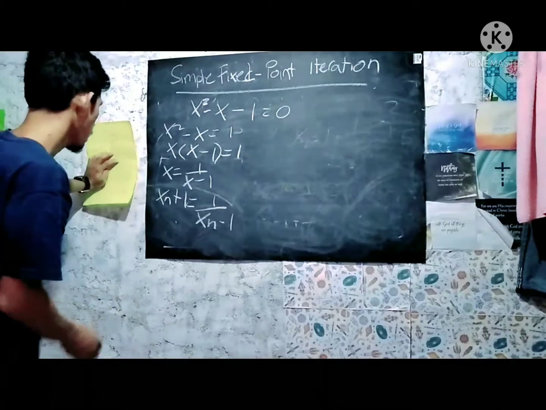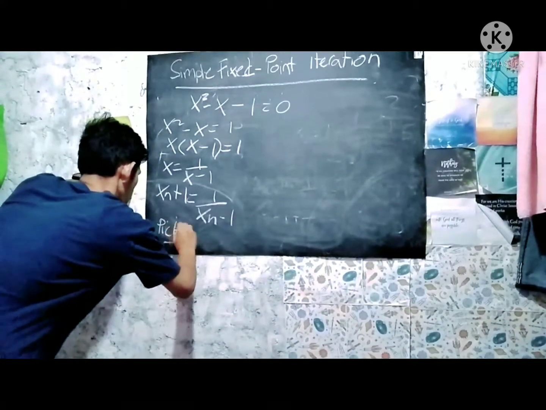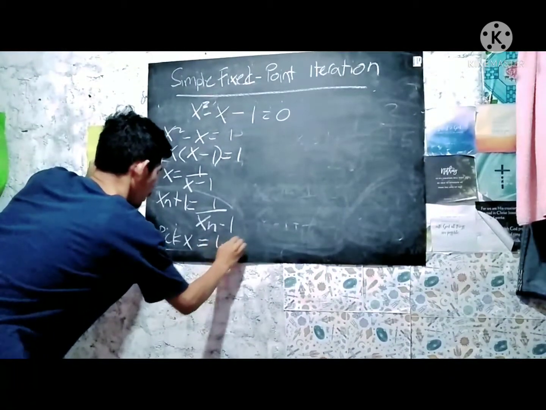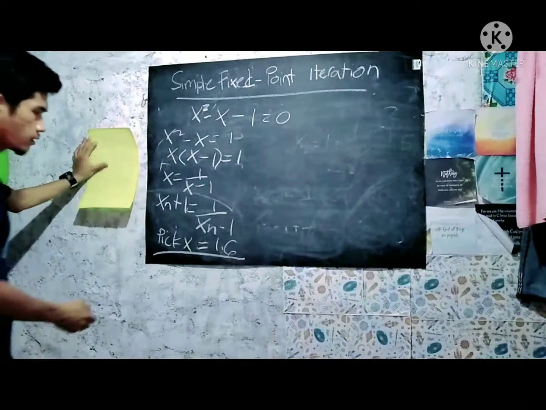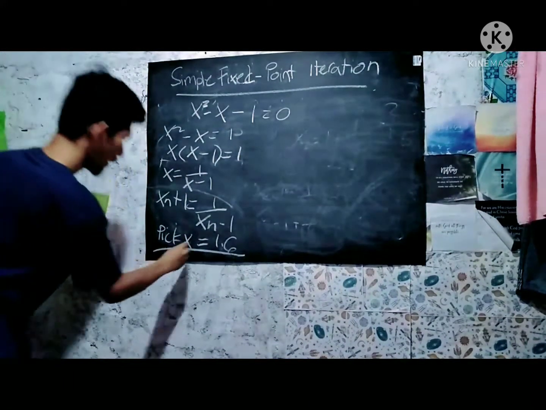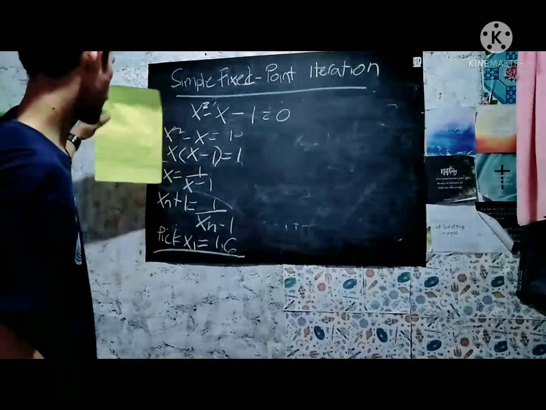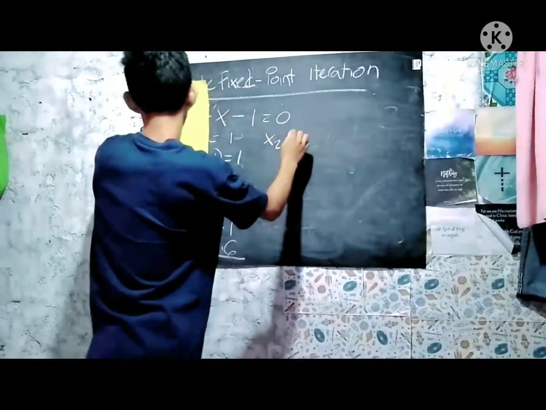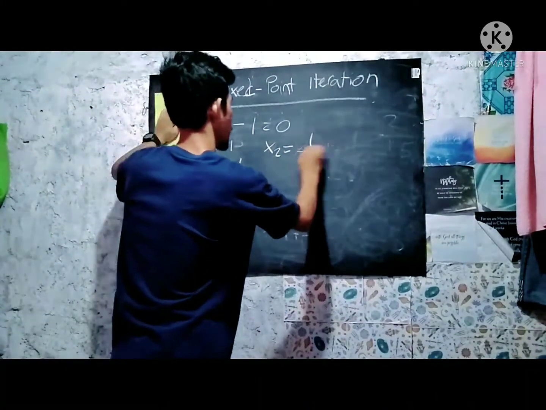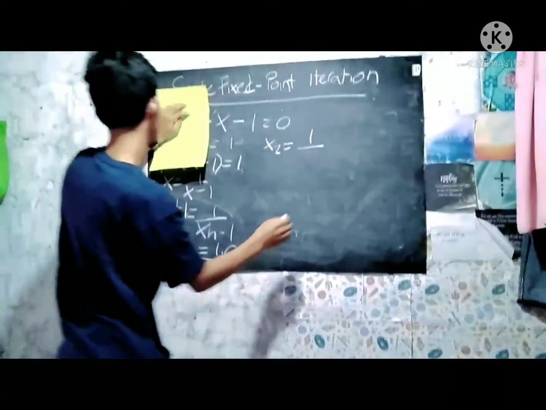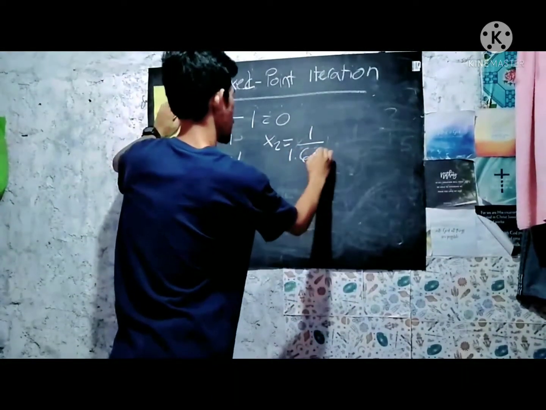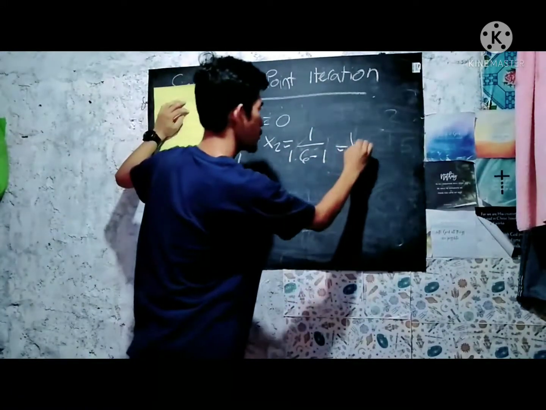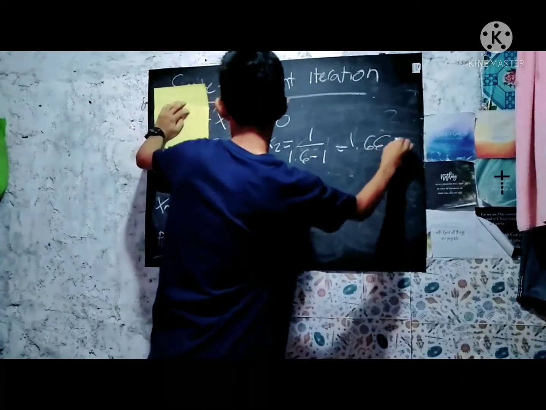So, pick x sub 1 is equal to 1.6. Then, let's use this x sub 1 to find x sub 2. So, x sub 2 is equal to 1 over, and then we plug in this 1.6, 1.6 minus 1, which is equal to 1.6666.